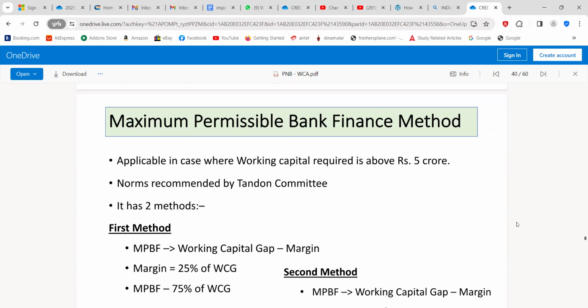Yeah. Maximum permissible bank finance method, applicable in working capital above 5 crore. Are you able to see that? I am not able to see that. One minute. Yeah, I am able to see that. One minute. Yeah. Maximum permissible bank finance method.